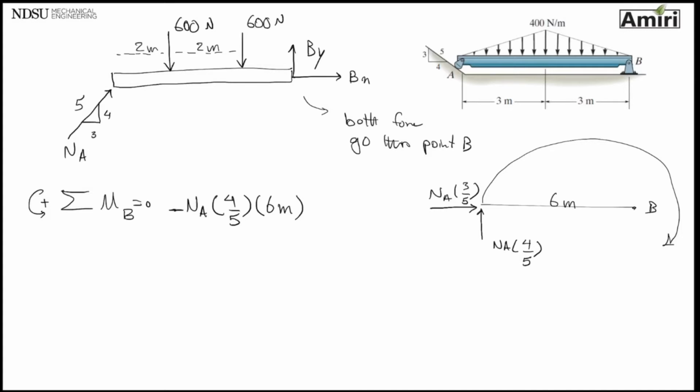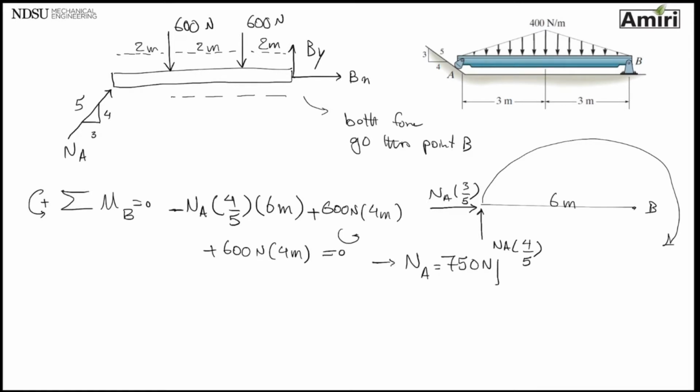600, the first 600 at a distance of 4 meters to point B, and it is trying to rotate the beam with my sign. So that is positive. The next one is the 600 at a distance of 2 meters, the last one. That is also rotating the beam in the same direction. All these equal to 0. I have only one unknown, and I can find my NA to be 750 newtons. Okay, so that's good. So let me write it on the free body diagram.